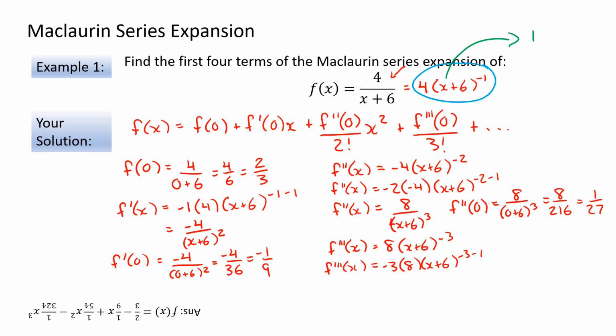So if you simplify this derivative out, f triple prime of x is equal to negative 24 over x plus 6 to the exponent 4. Substituting in x equals 0, we get negative 24 over 0 plus 6 to the exponent 4. And what we get for that as our final answer is negative 1 over 54.